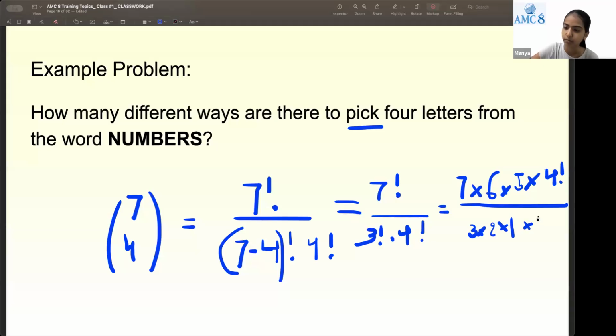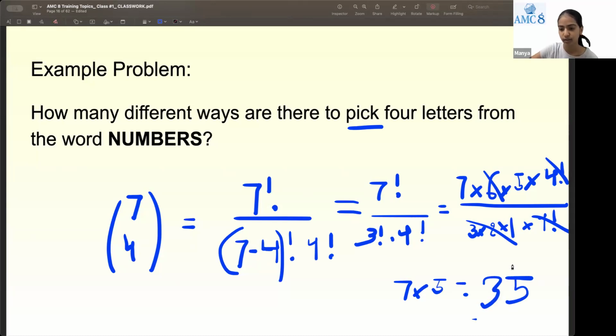times 4 factorial. So the top and the bottom 4 factorial would both cancel out with each other. The 3 times 2 times 1 and the 6 would cancel out with each other, meaning that there's just 7 times 5, which is equal to 35. And so 35 would be our final answer.